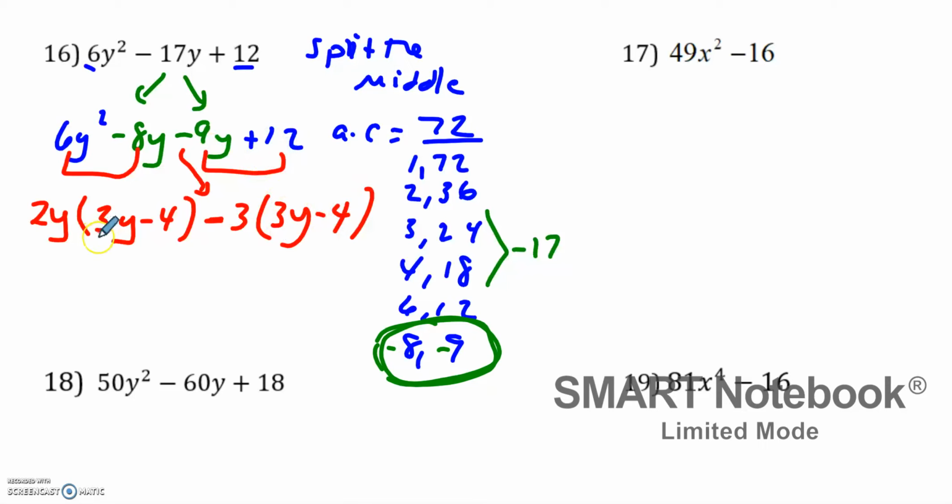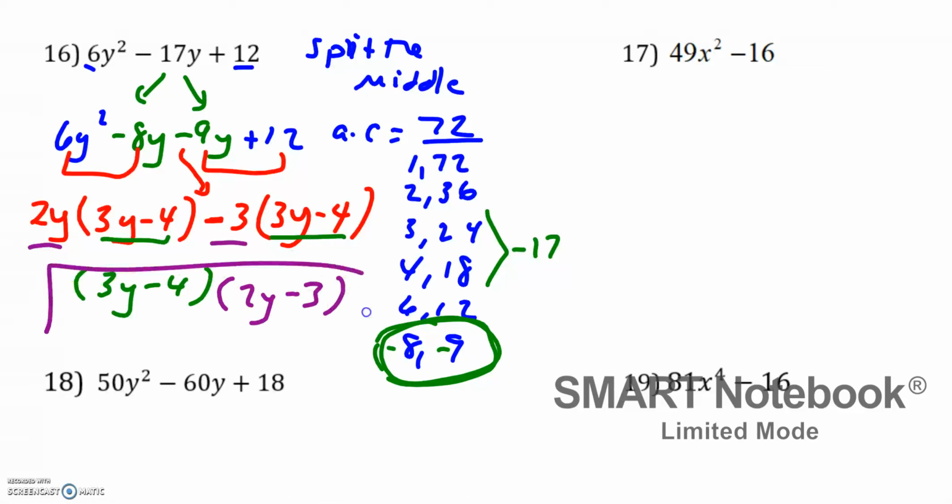So again, I know this is correct because my 2 parentheses match. So my factors would be 3y minus 4, and what's remaining? 2y minus 3. This is my final answer, because again, I'm not solving, and I do not have any more squares to factor.